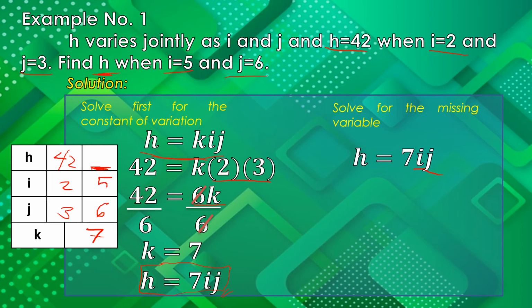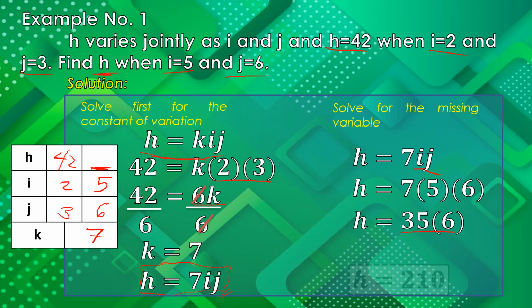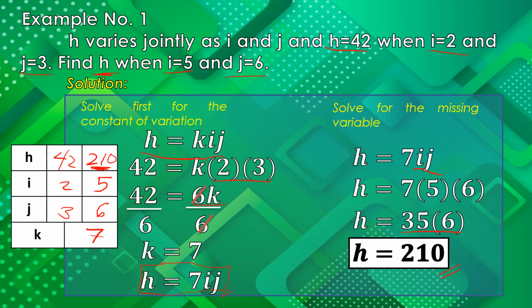Therefore, siya ay magiging 7 times 5 times 6. Therefore, 7 times 5 is 35. Then 35 times 6, it will give us 210. And this will be our final answer. Ganun lang po kadali ang pag-solve ng variation, joint variation.